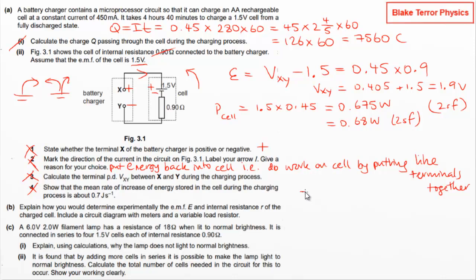Right, so we need the classic setup. We've got our cell. We're going to want the variable resistor, an ammeter in series with everything, variable resistor with the arrow through it, and then we're going to need a voltmeter in parallel. I mean, with this, you can just take a single reading and stick it into the equation.